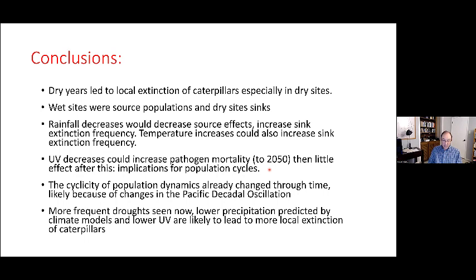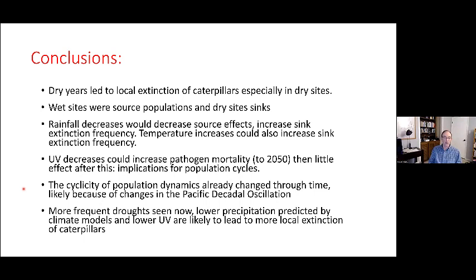As well. So interesting effects there. We see that the cyclicity of the population dynamics have changed, and this is likely because of changes in a climate index, the Pacific Decadal Oscillation. So very widespread climate changes over long time periods. More frequent droughts seen now, lower precipitation predicted by climate models and lower UV are likely to lead to more local extinctions of our caterpillars, and so not great for them.